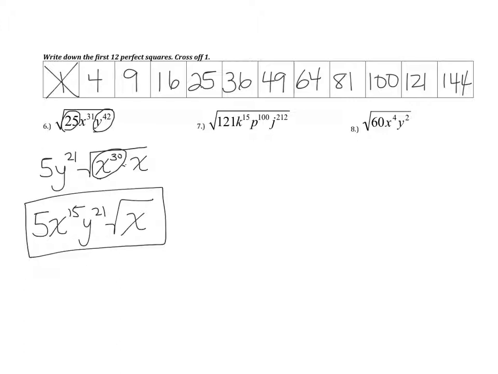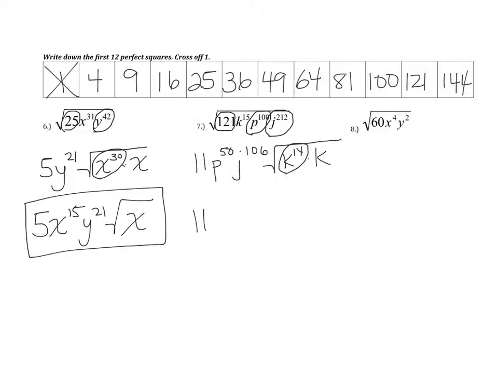So the next one, I'm going to immediately look. 121 is a perfect square. p to the 100th is a perfect square. j to the 212th is a perfect square. So now remember, numbers and exponents are treated differently, right? The square root of 121 is 11. The square root of p to the 100th is p to the 50th, because you divide the exponent by 2. j to the 212th, well, that's going to become j to the 106th. Then what's left on the inside is this odd exponent of k to the 15th, which I'm going to make k to the 14th times k, and I'm going to pull out the square root of k to the 14th, which is going to give me k to the 7th.